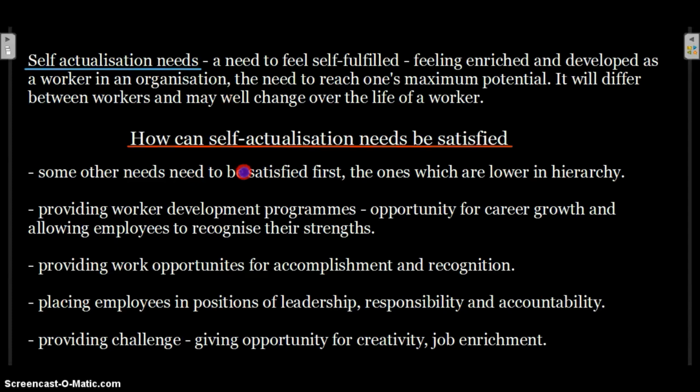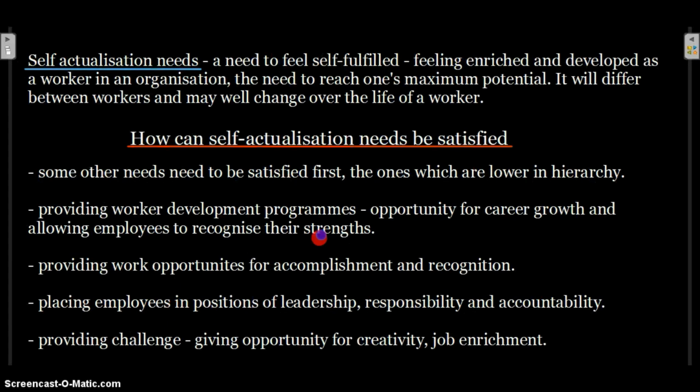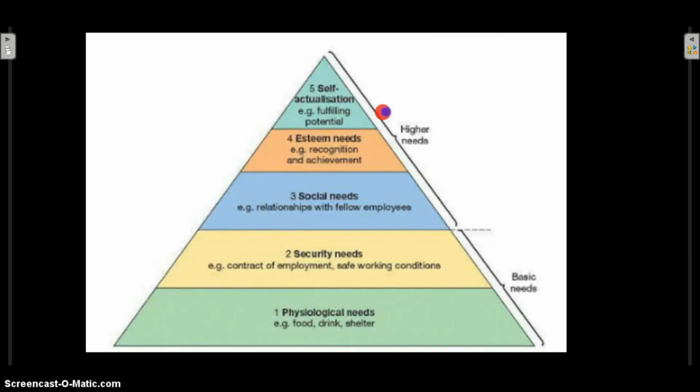Now, how can self-actualization needs be satisfied? We did talk about how you could do that, like providing opportunity to take new responsibilities and to develop new skills. But there are long questions as well on self-actualization, so I've written down these points over here. Some other needs need to be satisfied first, the ones which are lower in the hierarchy. So in order to satisfy self-actualization needs, you first have to satisfy these lower needs, basic needs, and then higher needs. You have to satisfy the needs one by one in order to reach this self-actualization point. So before reaching self-actualization, you have to fulfill esteem. Before reaching esteem needs, you have to fulfill your social needs, and so on.